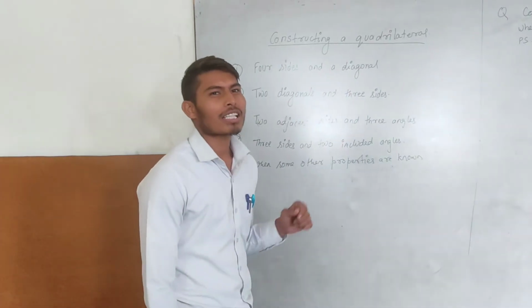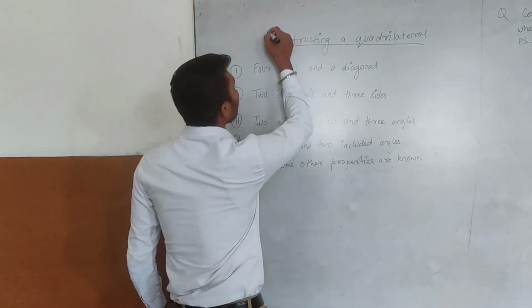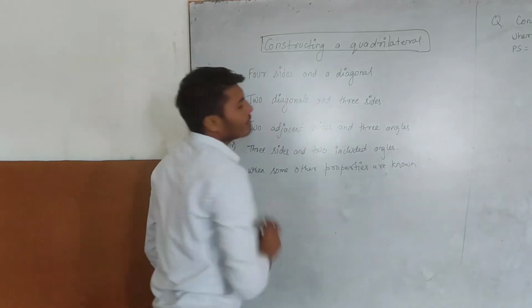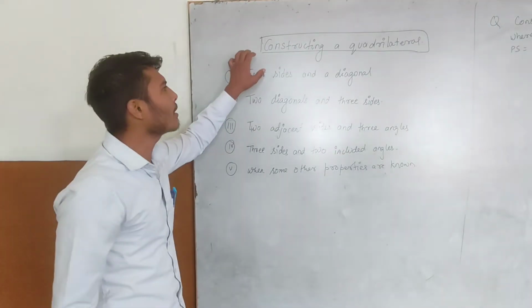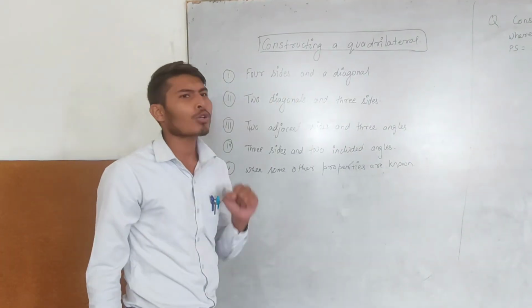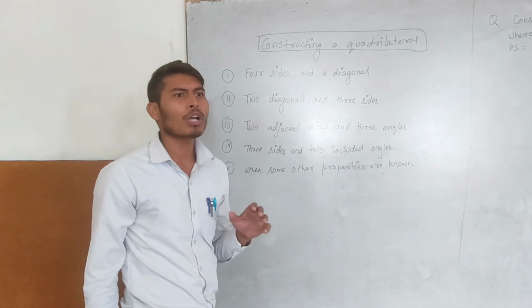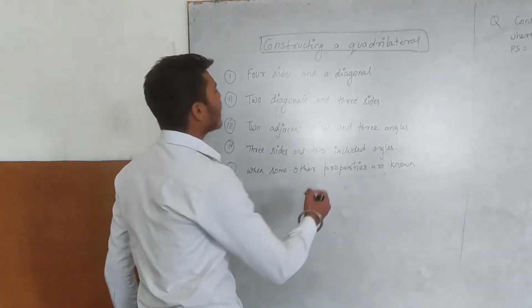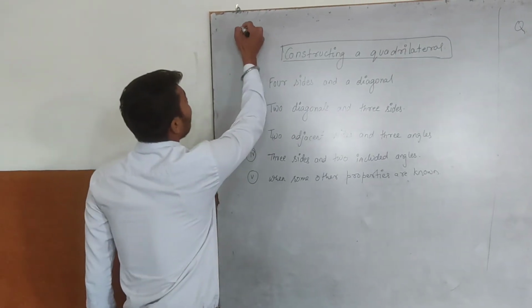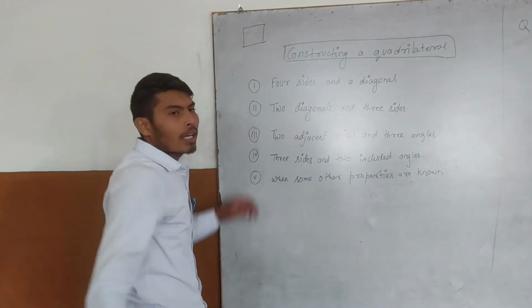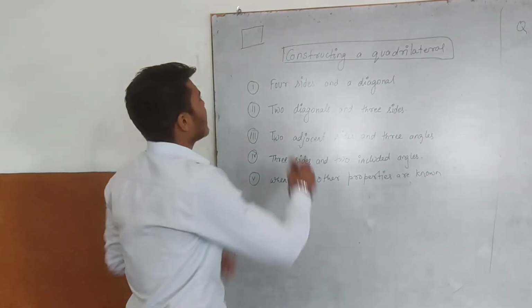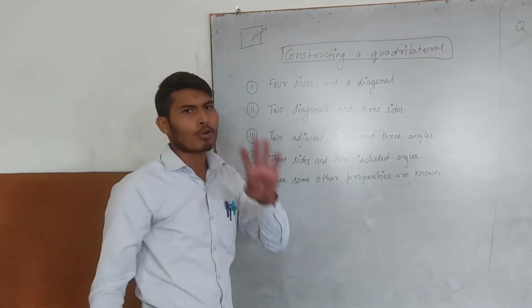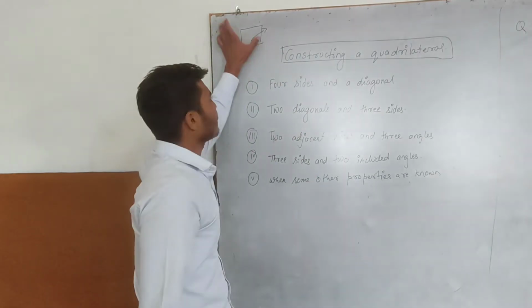In today's class, we will learn how to construct a quadrilateral. So first of all, we will have to learn what a quadrilateral is. A quadrilateral is nothing but a four-sided figure, a four-sided polygon, which has four sides and four angles.